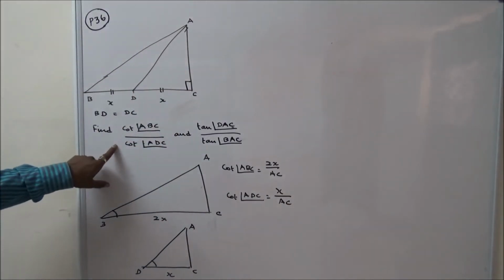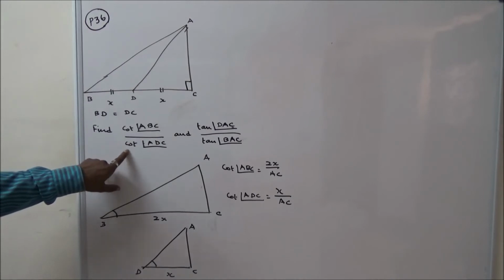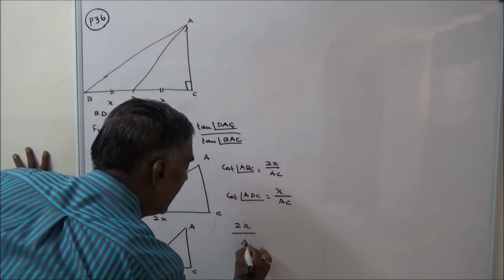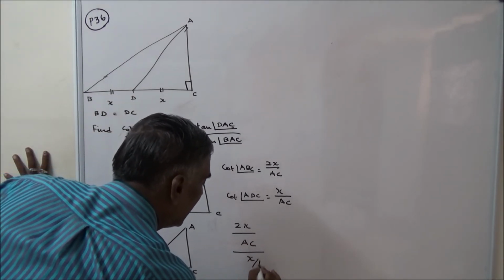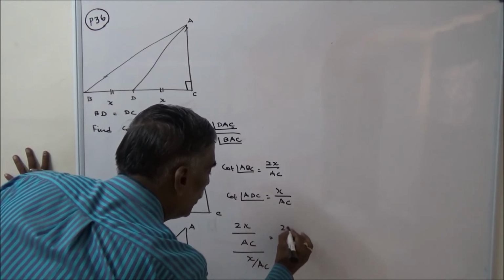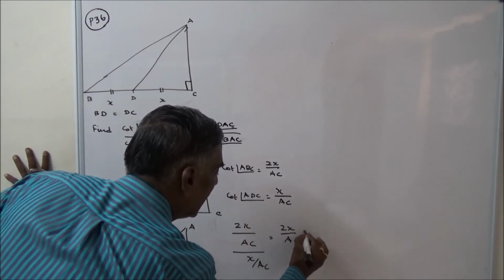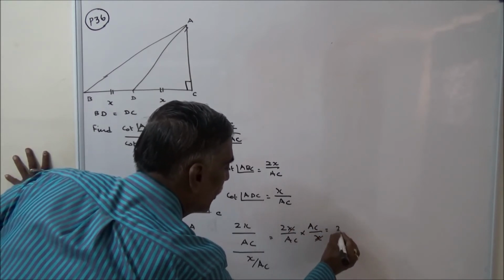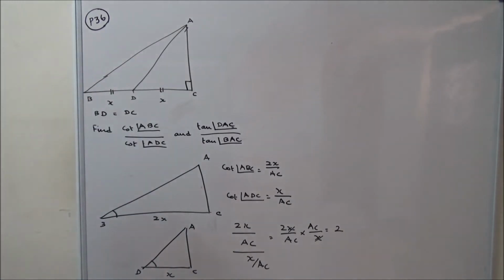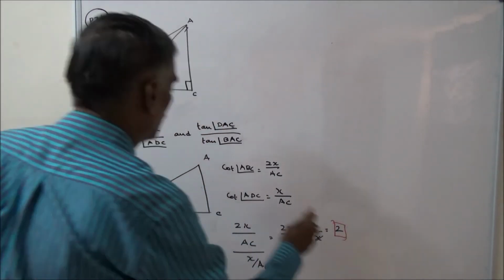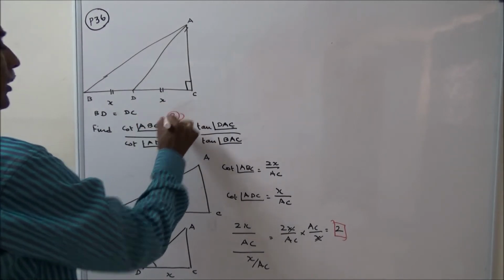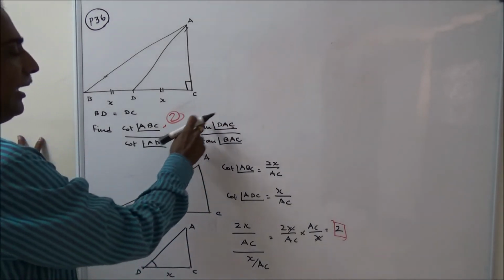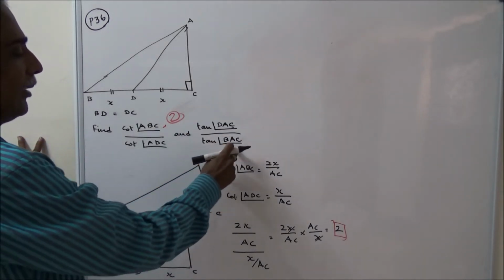So the question is cot ABC divided by cot angle ADC. So 2X by AC divided by X by AC. That is equal to 2X by AC into AC by X. So this term we will consider equal to 2. The first question answer is 2. Second, I have to calculate tan angle DAC divided by tan angle BAC.